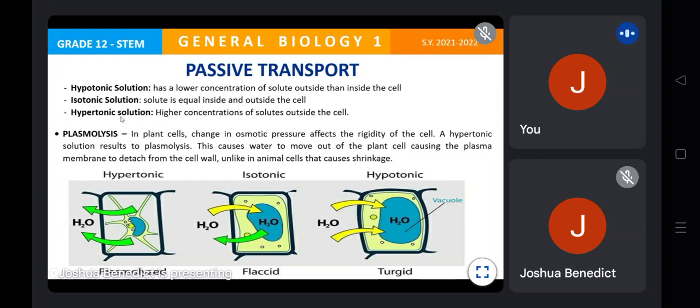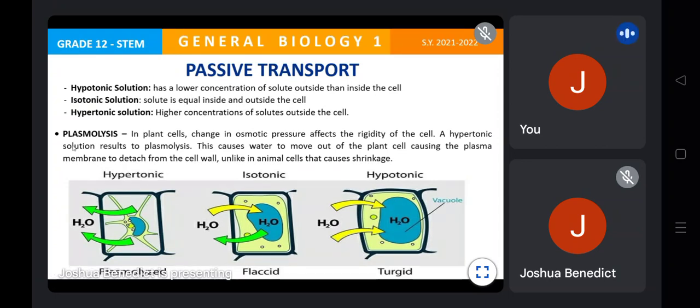Kapag hypertonic naman, higher concentration of solutes are outside the cell. In this case, lumabas ang tubig, nag-shrink ngayon ang cell. Isotonic solution naman, there is an equilibrium or a balance of level of solute inside and outside the cell. So kung balance na yan, normal na lang yung movement ng water. Okay? Ngayon, both of these happen in plant and animal cells.